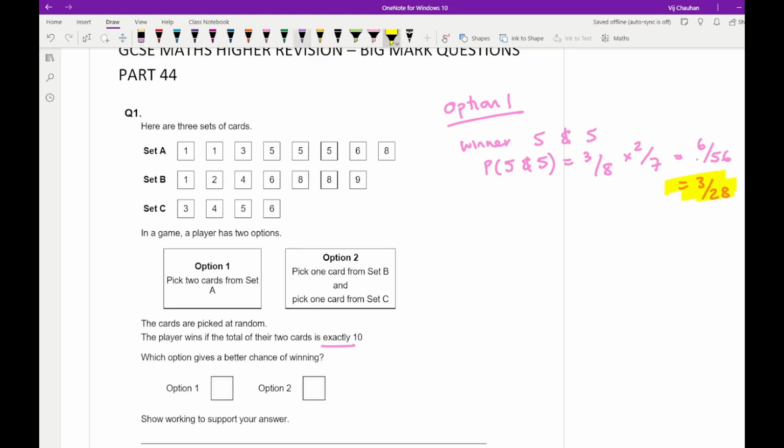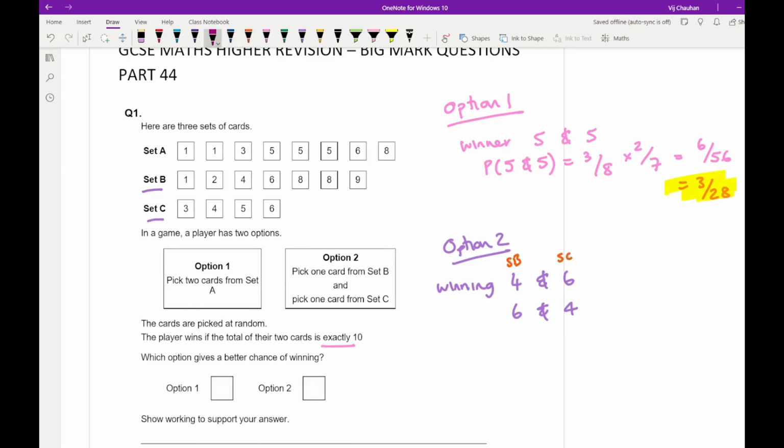We then need to look at finding the probability of option 2. So option 2, we're picking 1 card from set B and 1 card from set C. So again, you could do a sample space diagram, but again, to save a bit of time, the only way of winning is if we get a 4 and a 6, or we get a 6 and a 4. And this is set B, and this is set C.